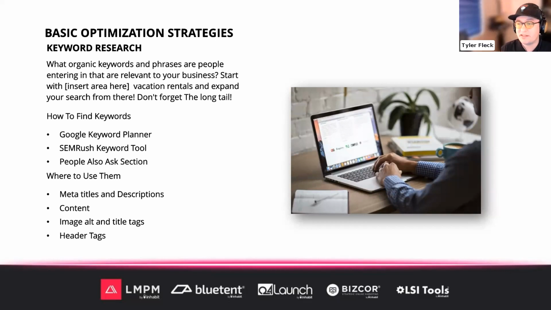Now, I say start with insert area here, vacation rentals, but you also want to get deeper into that using those aforementioned tools, because insert area here, vacation rentals, that is going to be a very difficult competitive term to rank for. And if you're a smaller property management company, if your site hasn't been around for a long time, it's going to be very difficult to rank for those. But if you dig deeper using those tools, you can find what we call the long tail keywords. These keywords are very specific, very indicative of a searcher who's ready to convert.